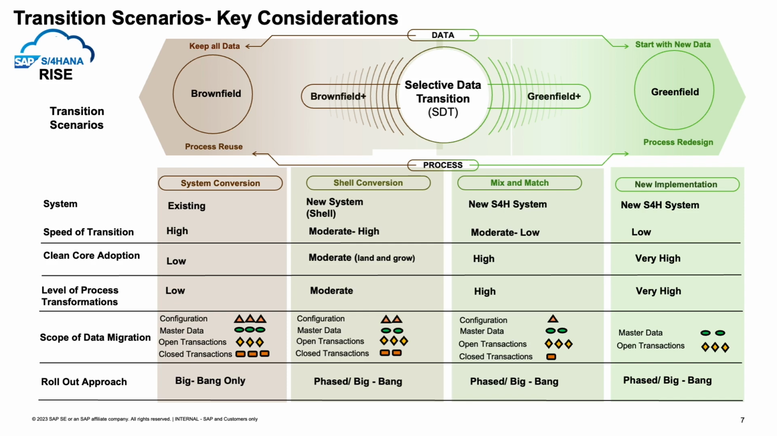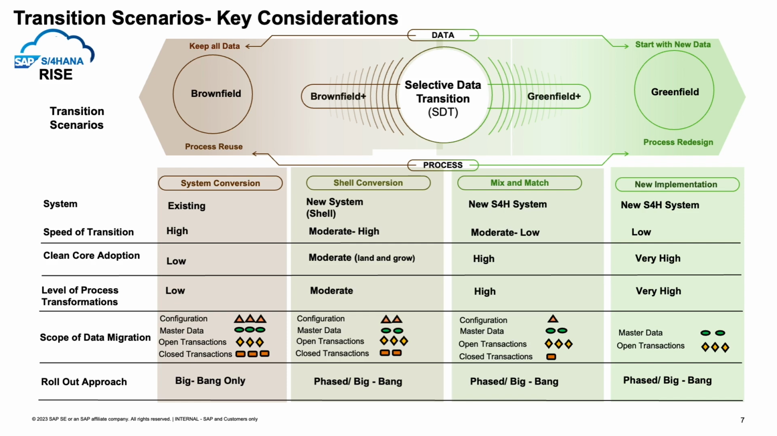In case of mix and match, you obviously start with a best practice model content from S4HANA new instance. You do have a possibility to bring in some of the required processes and config from your ECC. So the process transformations are considered relatively higher. And with new implementation, obviously, it allows you the possibility to completely redesign your processes. So the level of process transformation is very high.